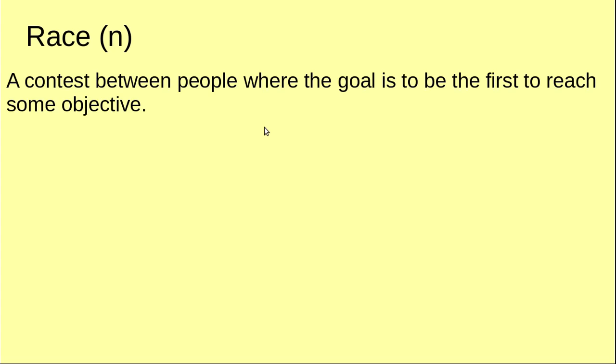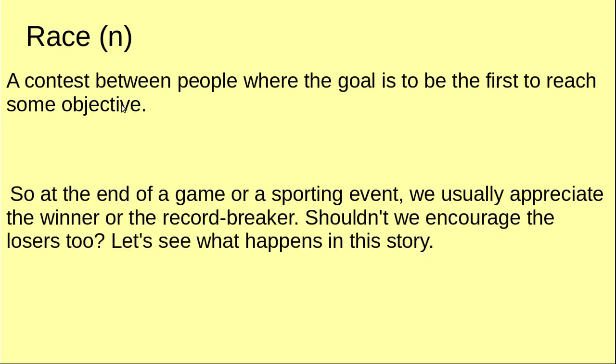A race is a contest between people where the goal is to be the first to reach some objective. One who reaches there first is the winner and the champion. Such a contest is a race. At the end of a sporting event or a race, we usually appreciate the winner or the record breaker. But shouldn't we encourage the losers too? If there are no losers, there are no champions. Let us see what happens in this story.